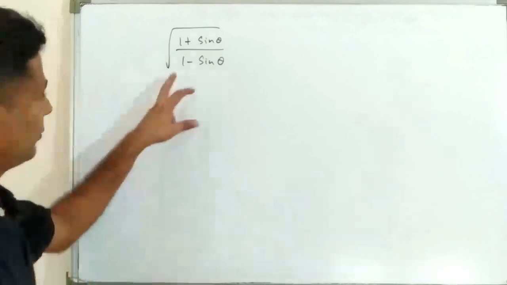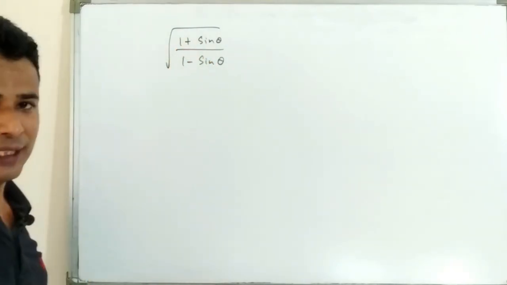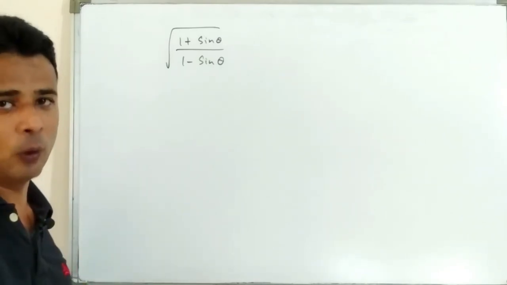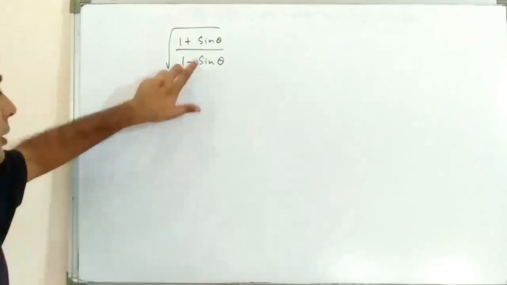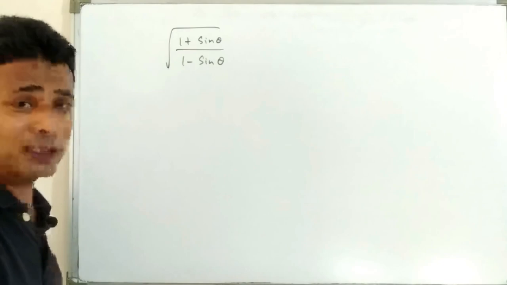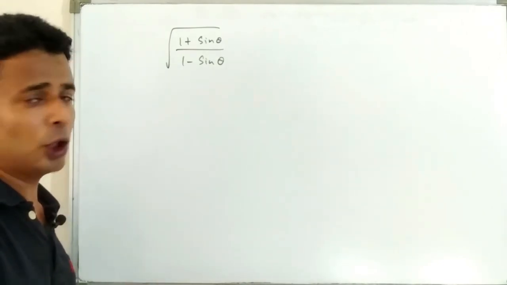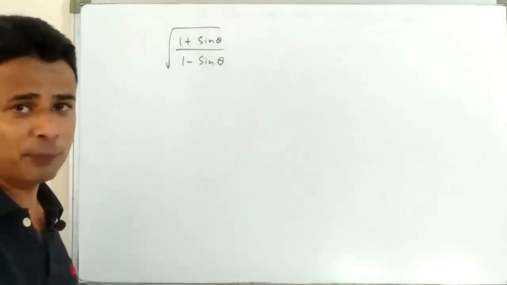Alright guys, now the next question, they have said root of 1 plus sin theta by 1 minus sin theta, and they have asked you to prove what it is equal to. There is something given in the right hand side, two options. Now you cannot do anything for this. No simplification is possible, or direct arithmetic operations cannot be done.